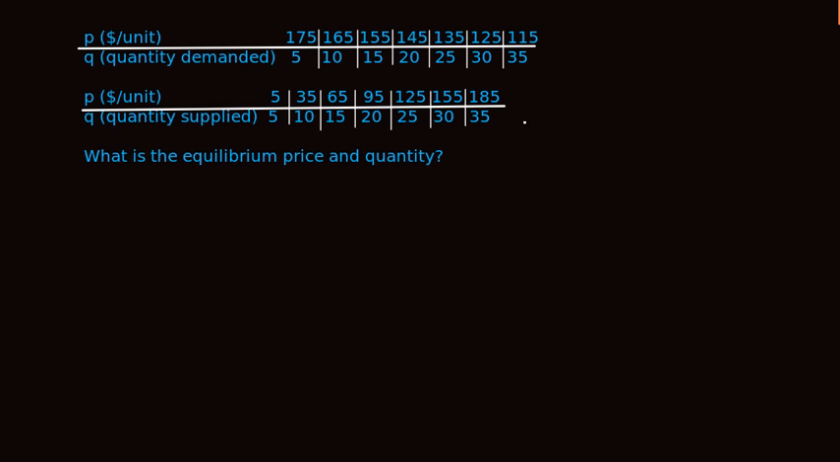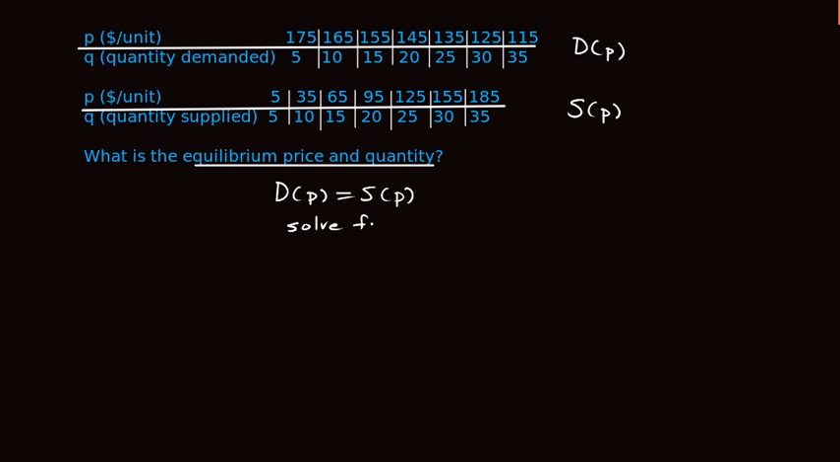Okay, so the way we're going to do this is solve an equation. So the first function is going to be a function D of p, and the second is a function S of p for supply. And to find the equilibrium price and quantity, what we need to do is set D of p equal to S of p, and then we'll solve for p, the equilibrium price. In order to do this, we're going to have to first express D of p as a formula and S of p via a formula.